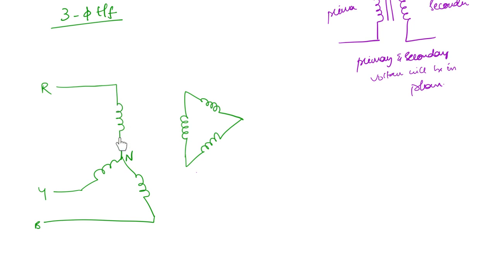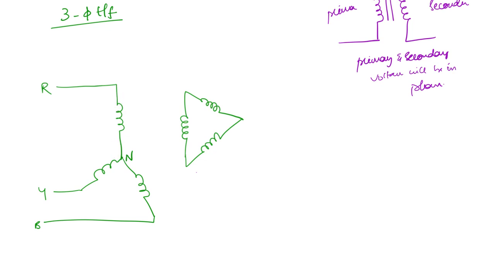So this winding here, Rn, this is going to induce the voltage in this winding. So I have represented both of them parallelly. Okay. Now Yn winding, this is going to induce the voltage in this winding. Okay. Similarly, Bn is going to induce the voltage in this winding. So I have drawn all of them parallelly, just for making clear which winding is corresponding to which winding. Okay. So now we will label.